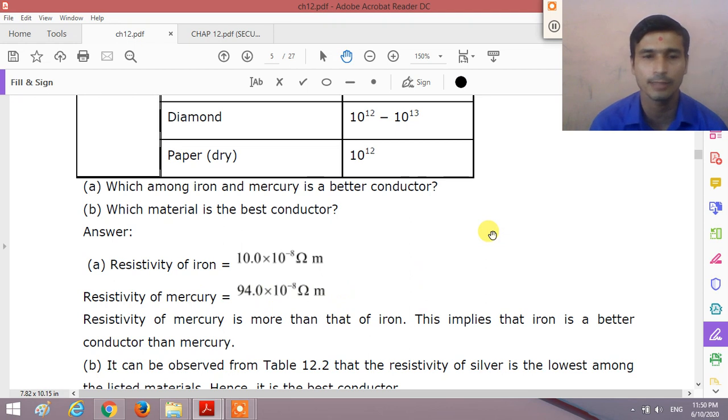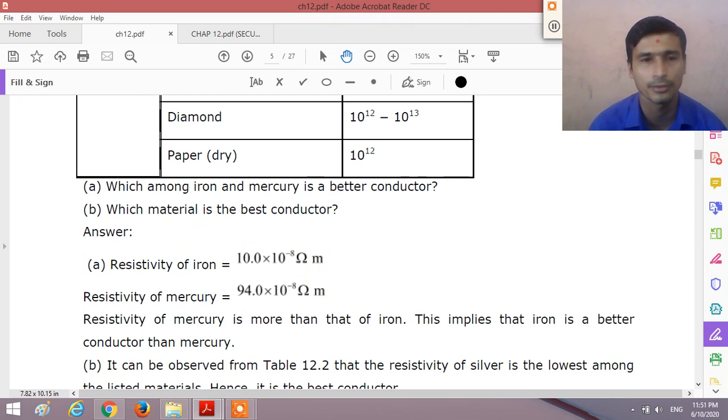Which one has more resistivity? Here, dear students, from this table we can conclude that mercury has a higher resistivity compared to iron. So the resistivity of mercury is more than that of iron, which says that iron has less resistivity. So iron is a better conductor than mercury. Because the resistivity is low, it is a better conductor of electricity. So as the resistivity of iron is low compared to mercury, iron is a good conductor compared to mercury.